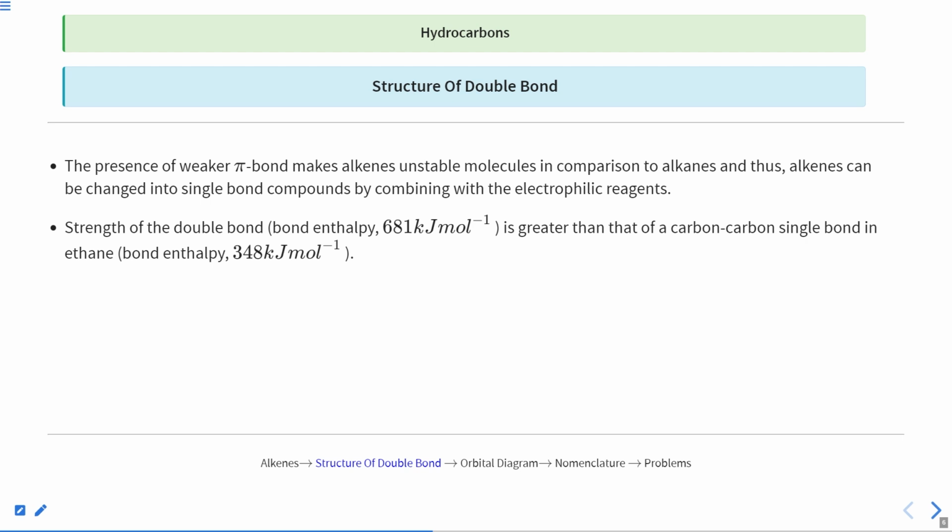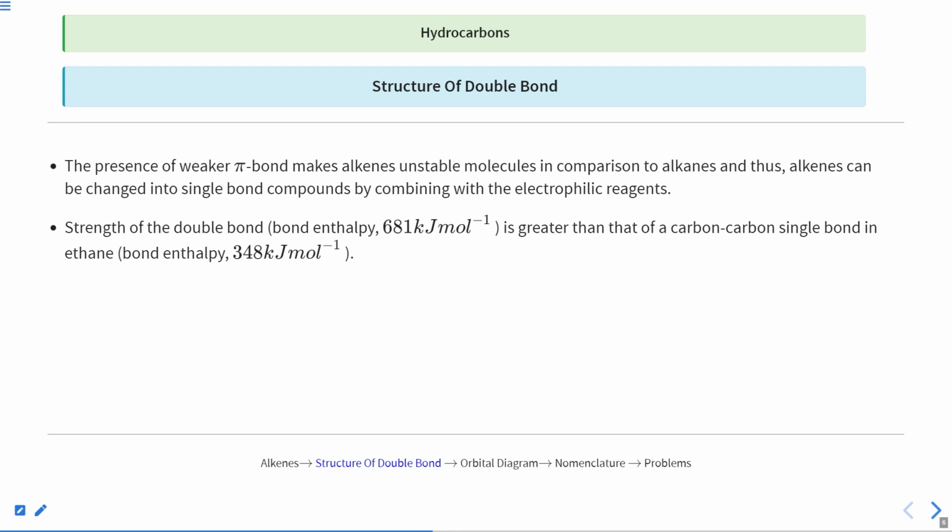Now the presence of a weaker pi bond makes alkene an unstable molecule compared to the alkane. Thus alkenes can be changed into single bond compounds by combining with electrophilic reagent. So what is being said here is that since we know the pi bond is weaker than the sigma bond, your alkene has less stability than the alkanes because of the presence of the pi bond. Due to this reason, this pi bond or double bond can be converted into a single bond, by reacting it with electrophilic reagent.